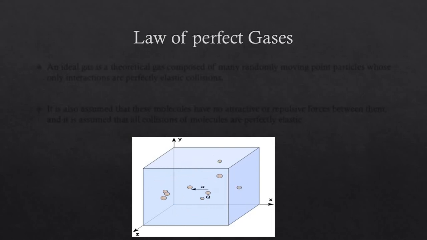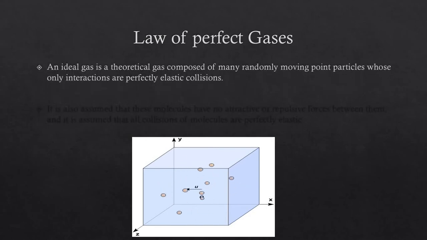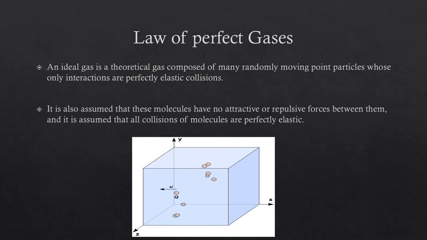In other words, an ideal gas is defined as a theoretical gas composed of many randomly moving point particles whose only interactions are perfectly elastic collisions. It is also assumed that these molecules have no attractive or repulsive forces between them, and that all collisions of molecules are perfectly elastic.